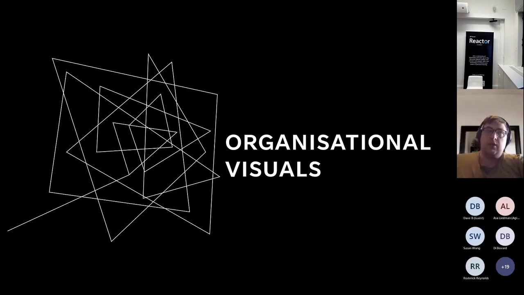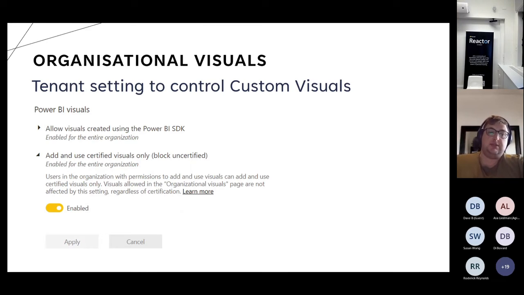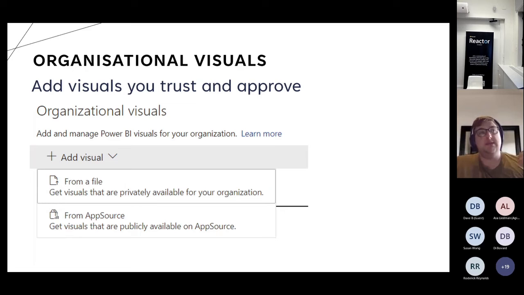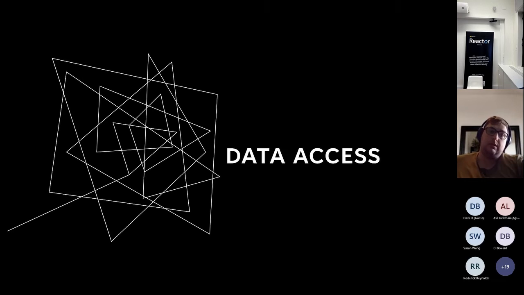So reiterating on those organizational visuals that I just mentioned, it is about making sure that you have the tenant settings enabled or disabled to the behavior that you'd like to have. And then in the organizational visuals pane, making sure that you have the AppSource version enabled there, that's my piece of advice, if you want to whitelist a specific visual.